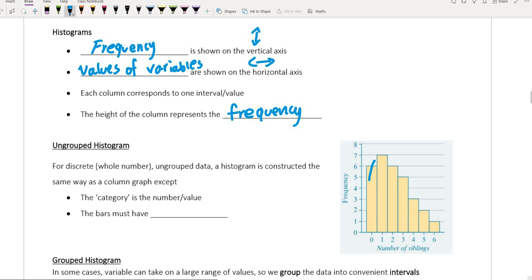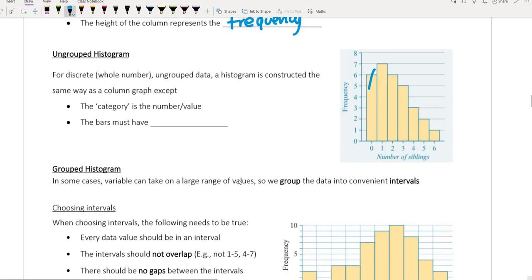So starting off, there are two types of histogram, grouped and ungrouped. Starting with the ungrouped histogram, this is when we have these values on our horizontal axis as whole numbers, so they're not grouped together. And again, we don't want any gaps between the bars.